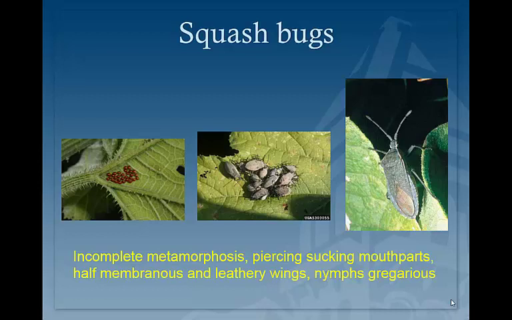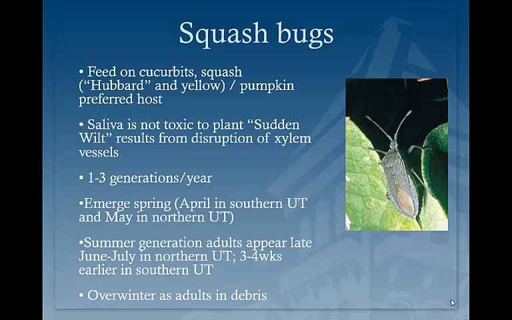They do have the incomplete metamorphosis, so the nymphs look a lot like the adults, except they're smaller. Eventually they get to be about this size, right? They are gregarious, so that's why you see them in massive clumps a lot of times. Very good hiders, too. They can hide in the cracks and crevices of the soil, especially where the stem of the plant hits into that soil. So you've got to look for them. We know that they feed on cucurbits.